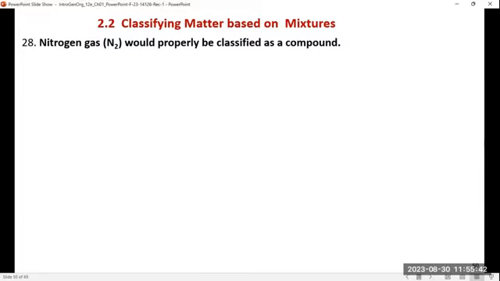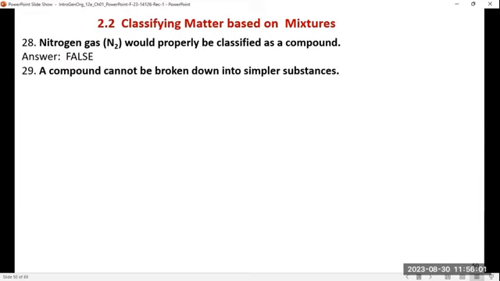Okay, the answer to question 27 is C. Nitrogen would probably be classified as a compound. Would that be an element or compound? This statement says nitrogen is a compound. Compounds have two different types of atoms, elements. Nitrogen has only one element. Therefore, it's a false statement.